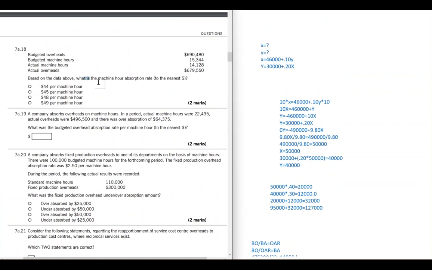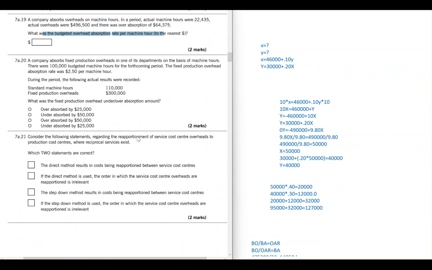Based on data above, what machine hours absorption rate? Okay, let's leave this simple. What was the budgeted overhead absorption rate for machine hours? Also simple. What was the fixed production overhead under or over absorbed? Let's see. A company absorbed fixed production overheads in one of its departments on the basis of machine hours. There were 100,000 budgeted hours for forthcoming period. The fixed production overhead absorption rate was 2.5 per machine hour. During the period, the following actual results were recorded.